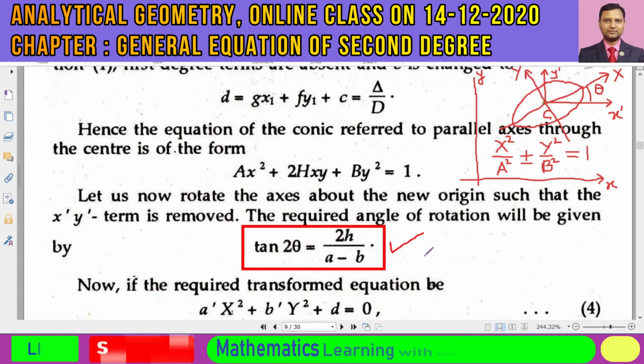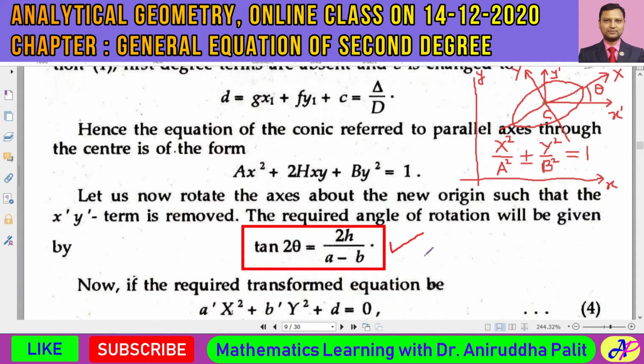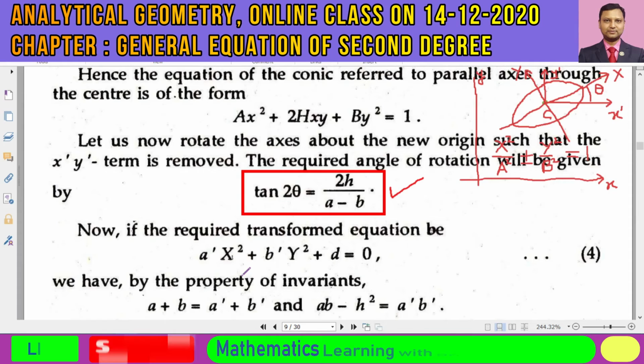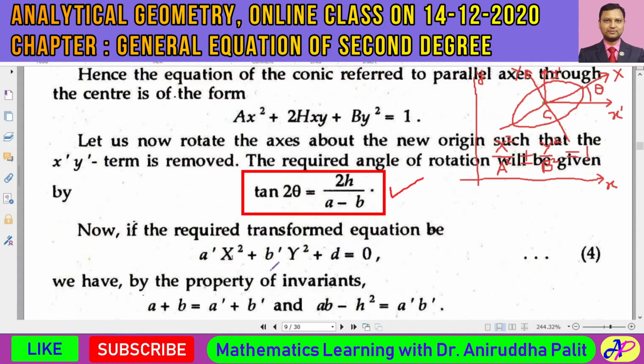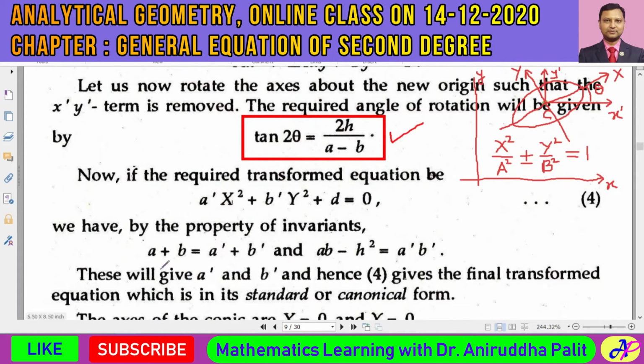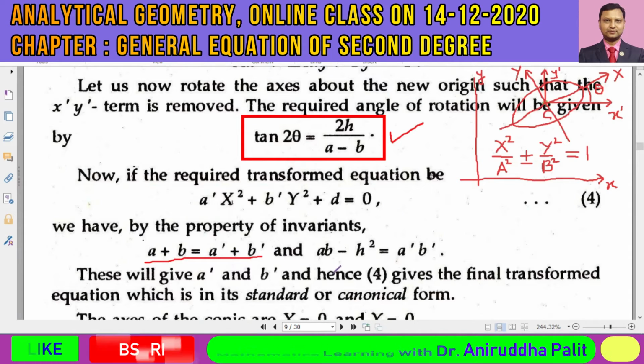Now we can consider two different kinds of approaches. We can find the value of theta, and afterwards we can find the coefficients of x and y. And another, and I would rather say easier, approach would be to consider the theory or properties of invariants. We have two results: a plus b is equal to a prime plus b prime. We know that a plus b is an invariant quantity. Again, we know that ab minus h square is also an invariant quantity.